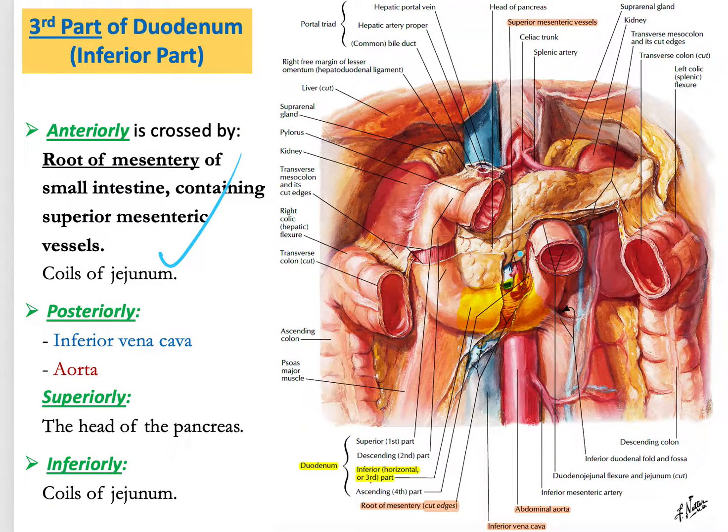Posteriorly, look at it here. The third part is always important. Anterior to it we have vessels, and posterior to it we have vessels. Look at the third part. Behind it we have the aorta and inferior vena cava. Look at them here, behind it. Take care. Superior to it, we have, I would say, part of the head of the pancreas here. Inferiorly, there are coils of jejunum.